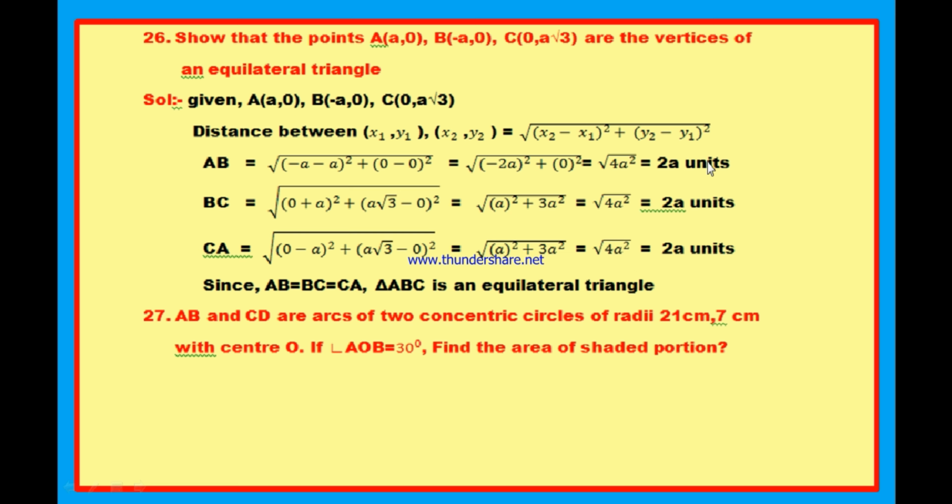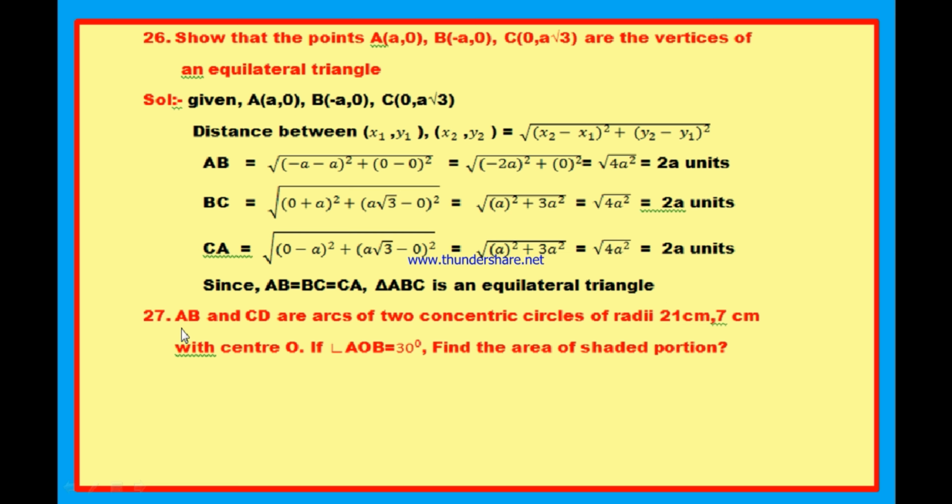You see, AB length is 2a, BC length is also 2a, and CA length is also 2a. Since AB is equal to BC is equal to CA, all the three sides are equal. Triangle ABC is an equilateral triangle.